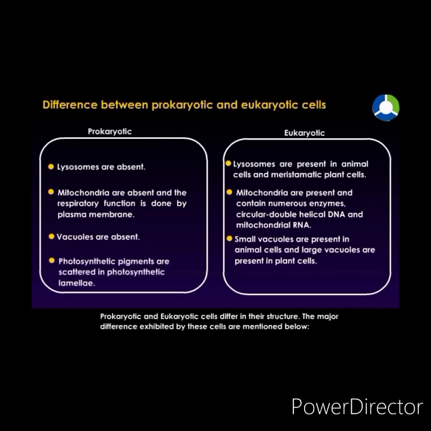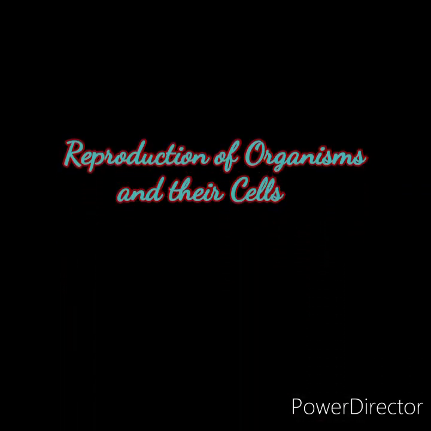In prokaryotic cells, photosynthetic pigments are scattered in photosynthetic lamellae. In eukaryotic cells, photosynthetic pigments are located in the plastids. Now let's move on to the reproduction of organisms in the cells. There are two methods of reproduction, sexual and asexual reproduction.